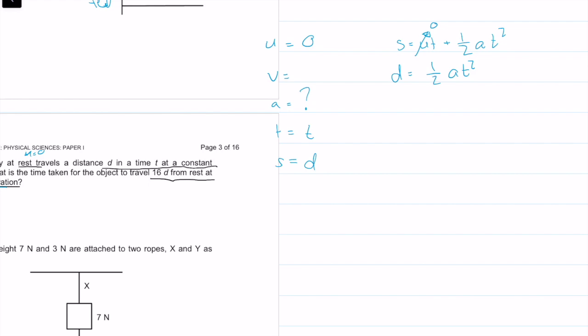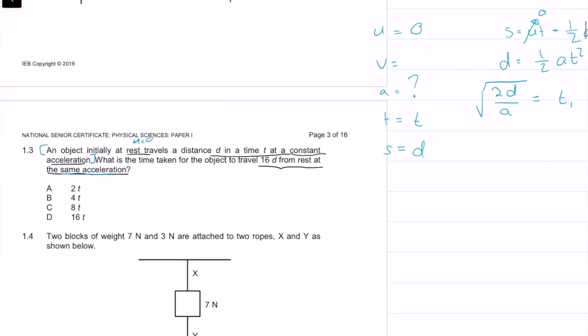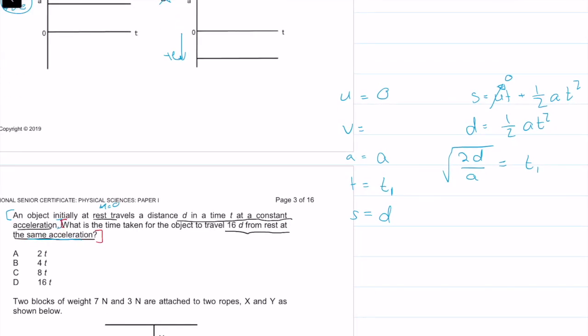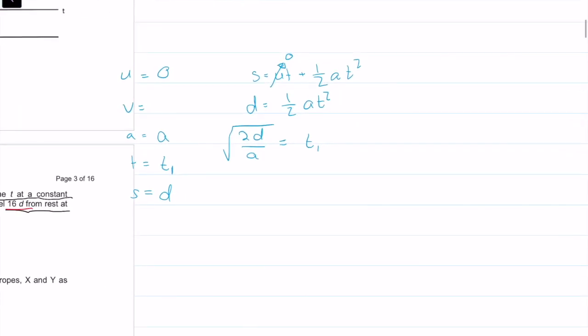So what I know is that 2d over a is going to be equal to t1 squared. The acceleration is constant, and I'm going to label this t1. So now we know how long the object takes for the first scenario, and we have labeled that t1. Now we want to know the time taken for the second scenario, where the distance is 16d. So very much a similar situation.